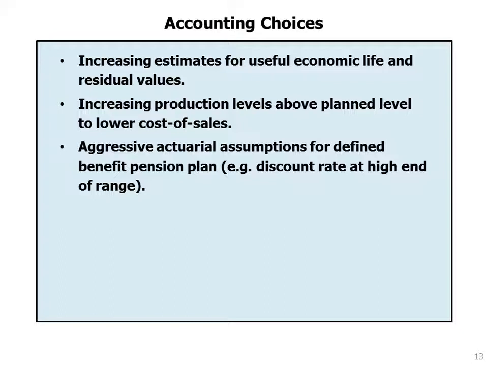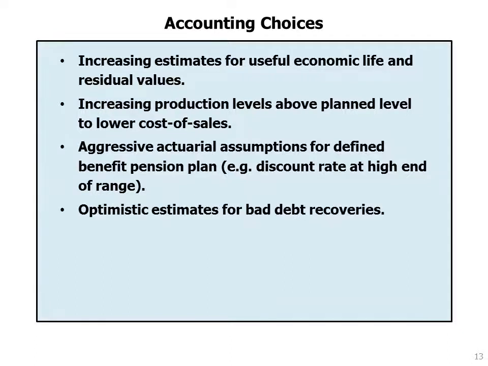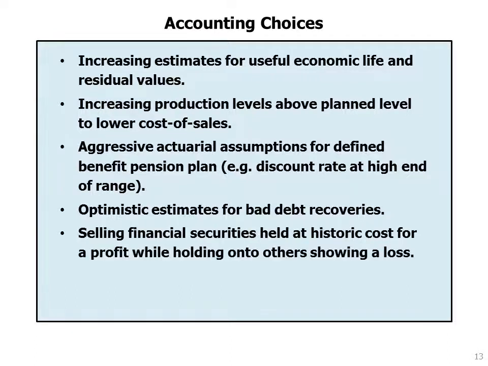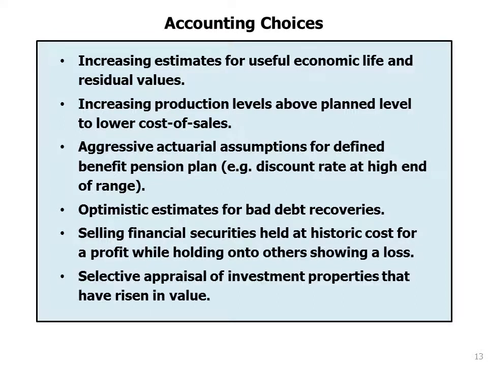And on the pension side, aggressive actuarial assumptions, so discount rates at the high end of the acceptable range, and optimistic estimates for bad debt recoveries, not recognizing impaired receivables, and selling financial securities that are held at historic cost for a profit while holding on to others that are showing a loss, and selective appraisal of investment properties that are being held at appraised value, the ones that have risen in value, and choosing not to reappraise any investment properties that have fallen in value.